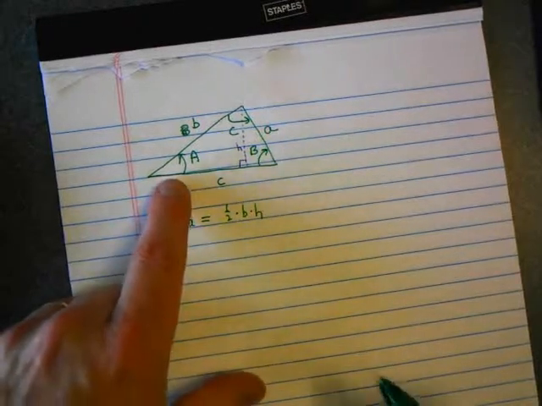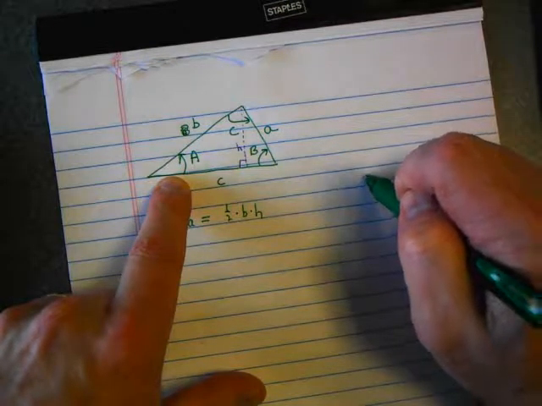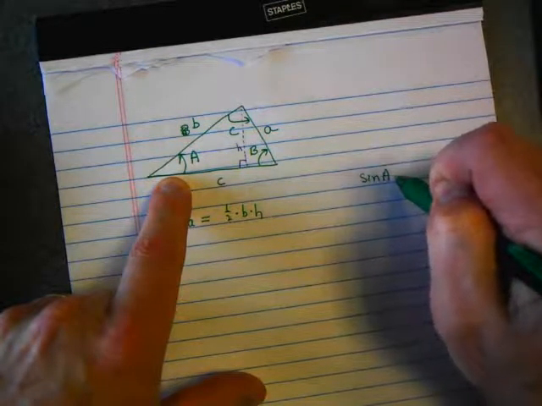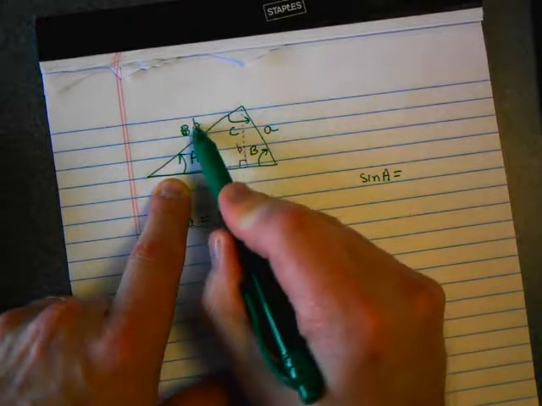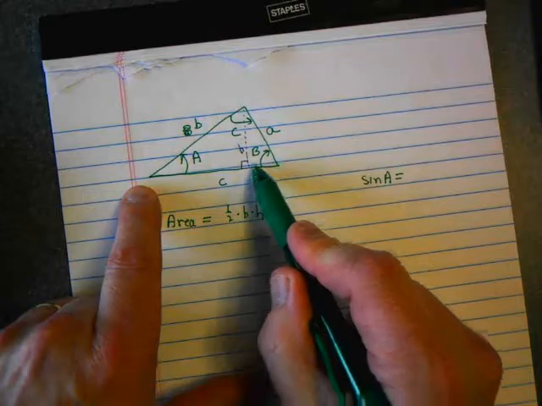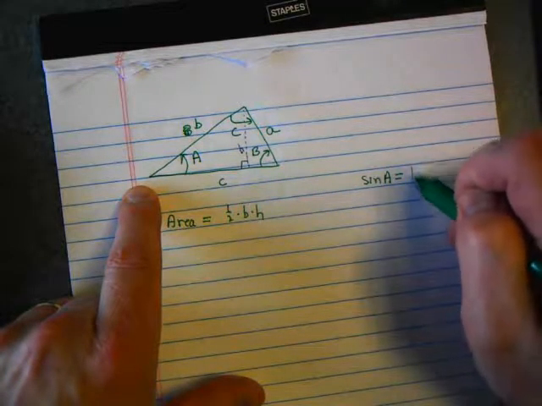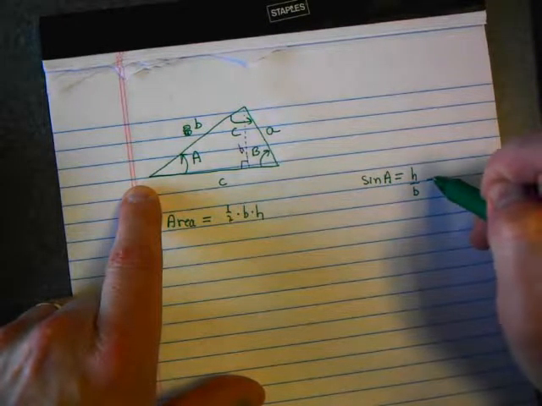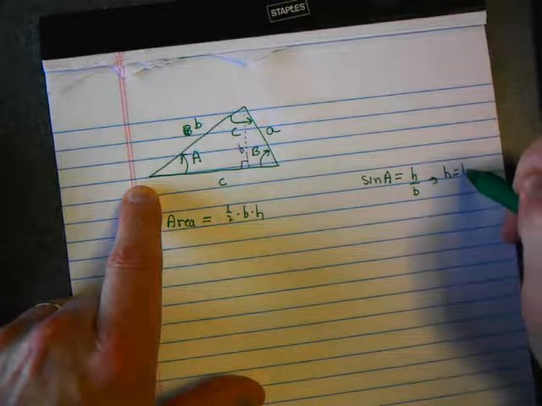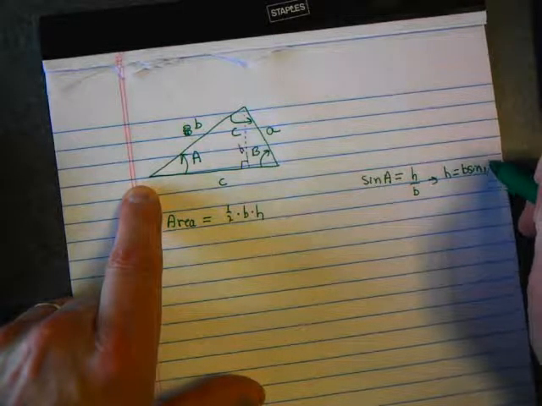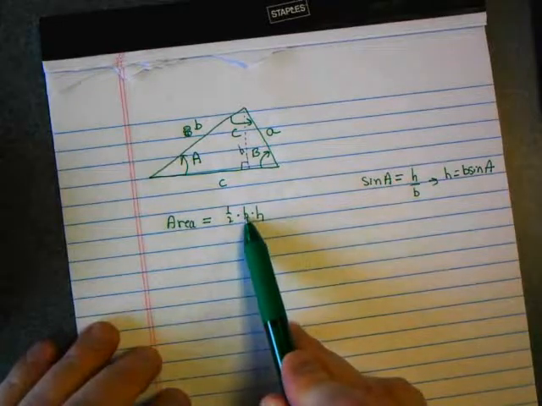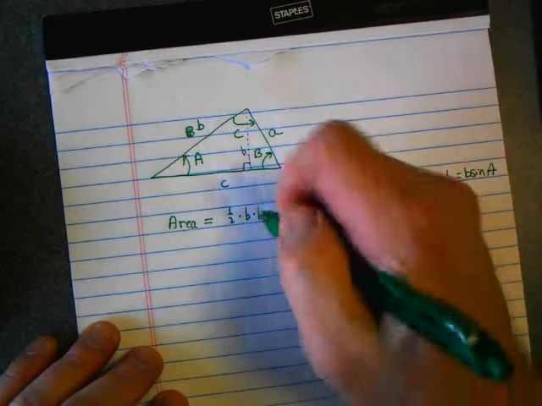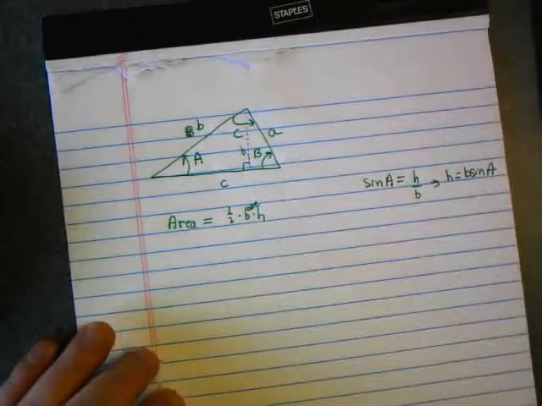Well, would you agree that sine of angle A is h over b? Because now I do have a right triangle. Which means the height is b sine A. So for this triangle, I shouldn't have used b because b is not that b. I'm going to actually write the word base in there. What's the base?